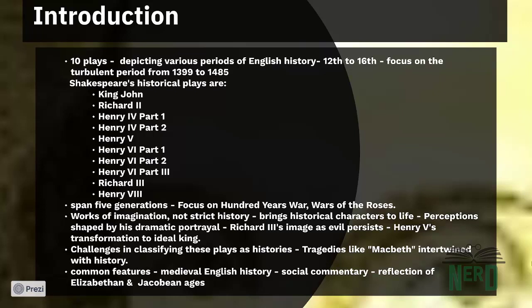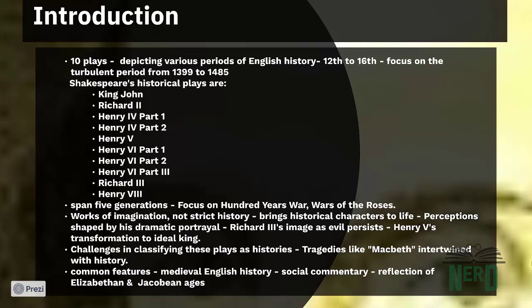For instance, Shakespeare's portrayal of Richard III as an evil, deformed, and vengeful character has become deeply ingrained in our cultural understanding, despite historians' attempts to shed light on the real Richard III. Similarly, the image of Henry V, formerly known as Prince Hal, as an ideal king with a transformative journey from a misspent youth to a wise ruler stems from Shakespeare's creative choices to serve the themes and dramatic storytelling he envisioned.